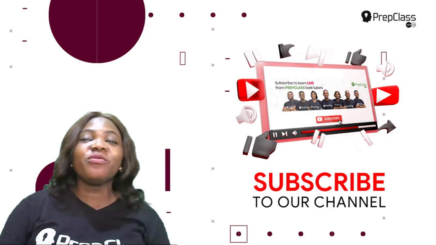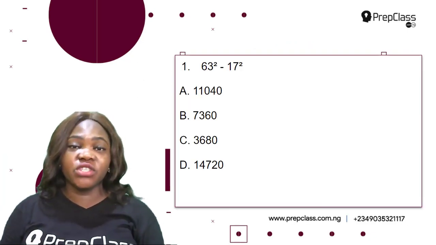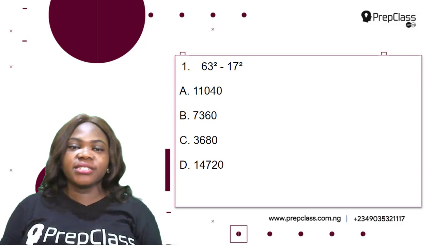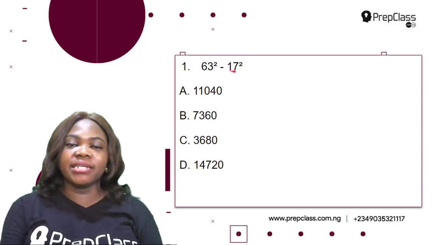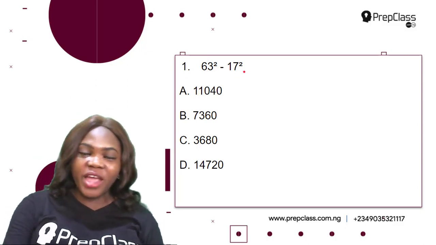Thank you. So let's move on to the first question in this video, question 1. Question 1 says 63 square minus 17 square. So this is very easy.